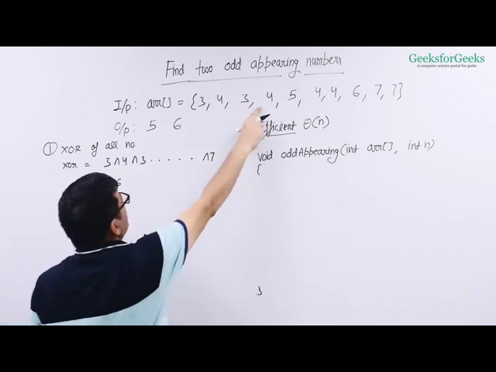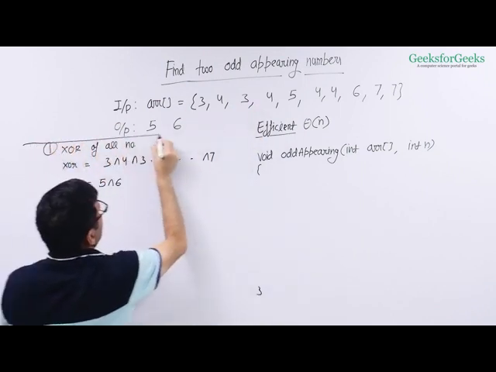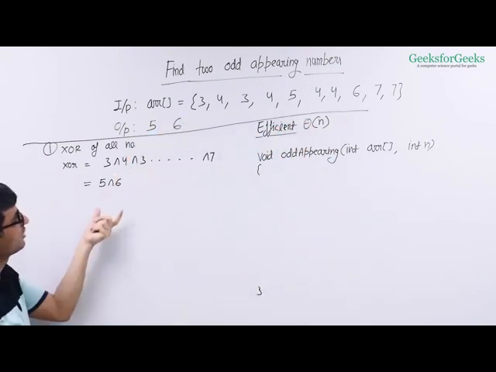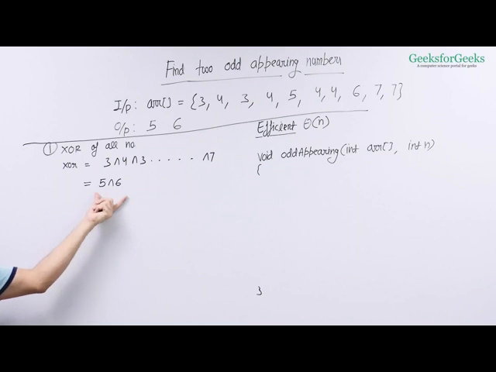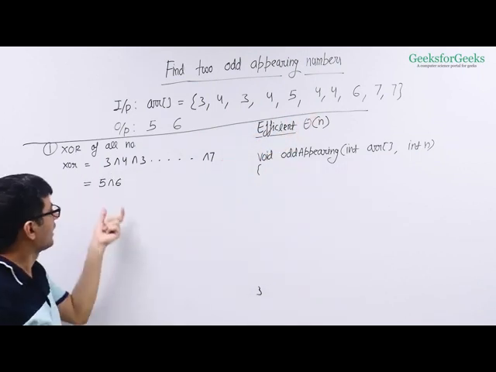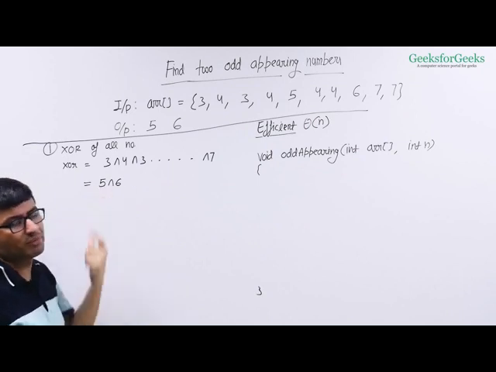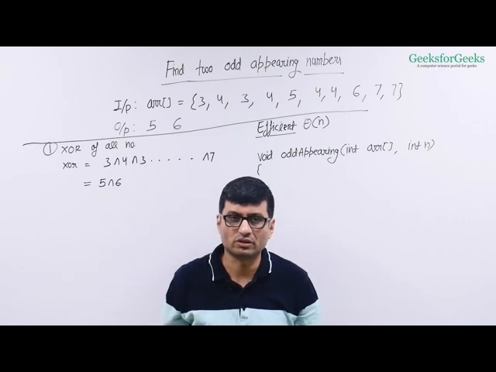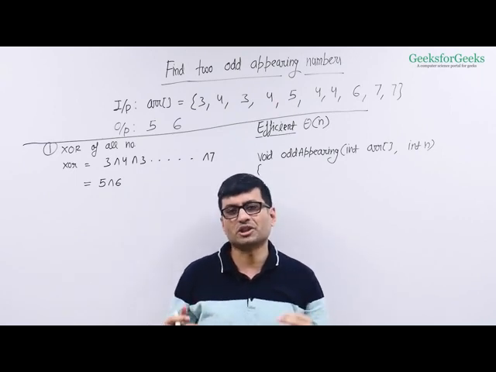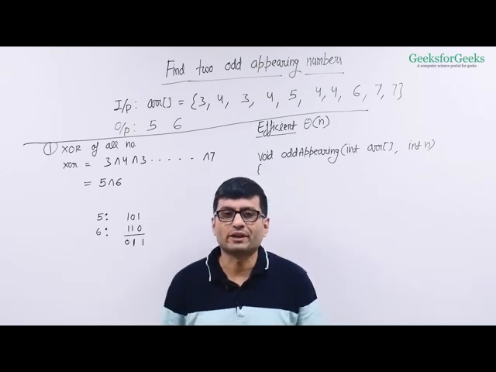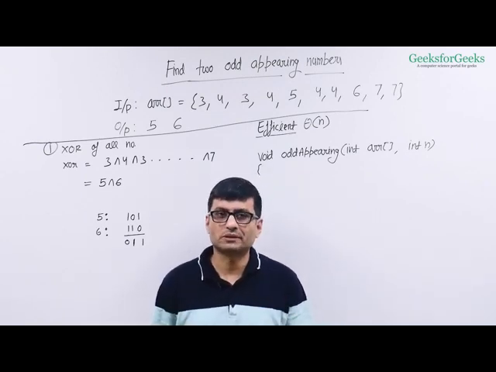So I'm considering this array, right? And I am considering the XOR of all the elements in this array. So after I do XOR of all the numbers, my result is going to be XOR of 5 and 6. Now I have XOR of the 2 odd appearing numbers. How do I find the 2 numbers from their XOR? That's where this question becomes more tricky. We use one more interesting property of XOR to find the 2 numbers.